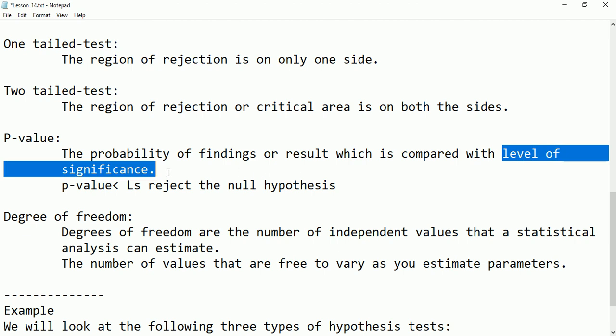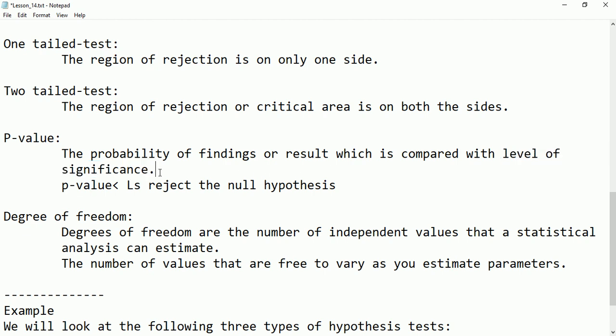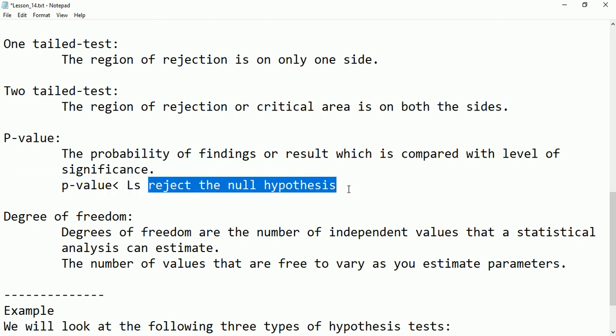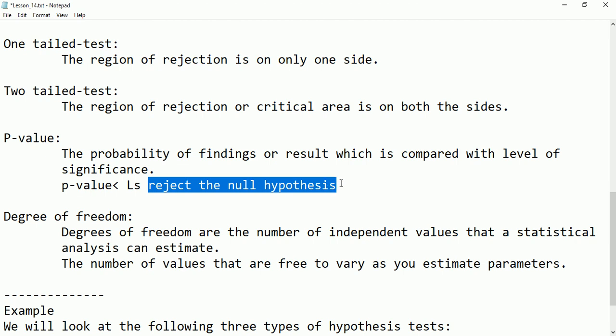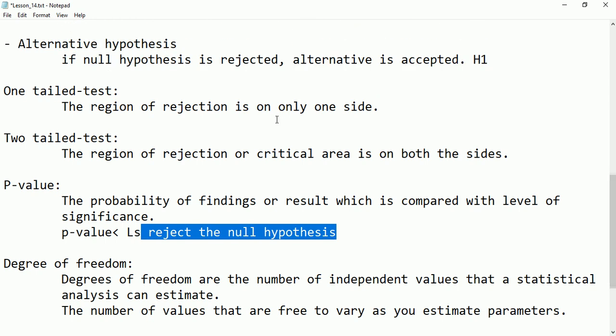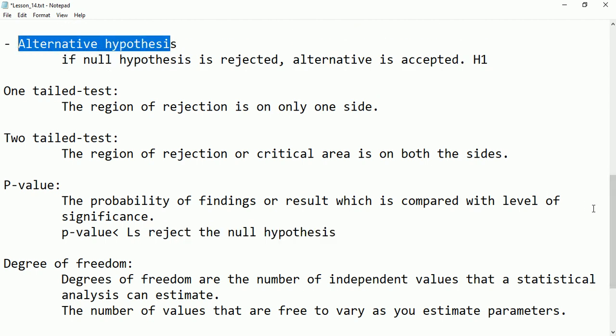Here, the level of significance, if you remember, we said is generally 0.05. It is the value for which we are not sure the value will fall within the interval. So if this p-value is less than the level of significance, then what will happen? We will reject the null hypothesis. This you have to remember. If p-value is less than the level of significance, we will reject the null hypothesis. If the null hypothesis is rejected, then we will accept the alternative hypothesis.